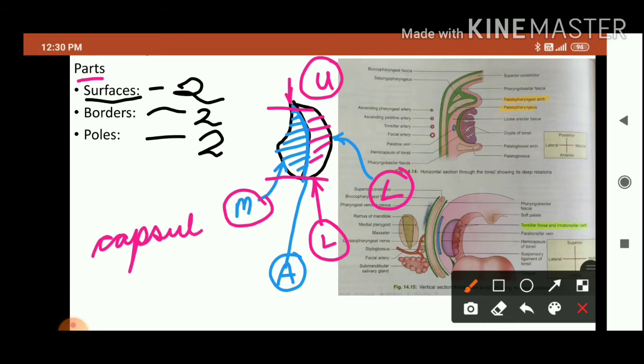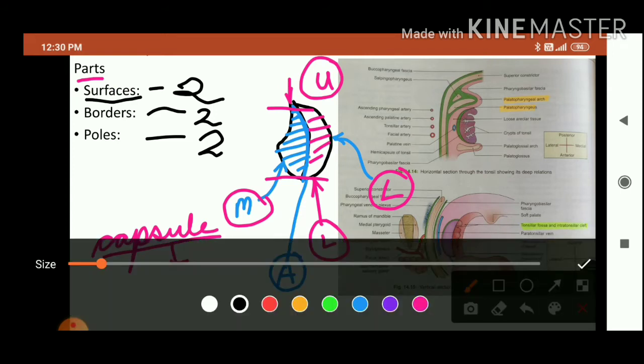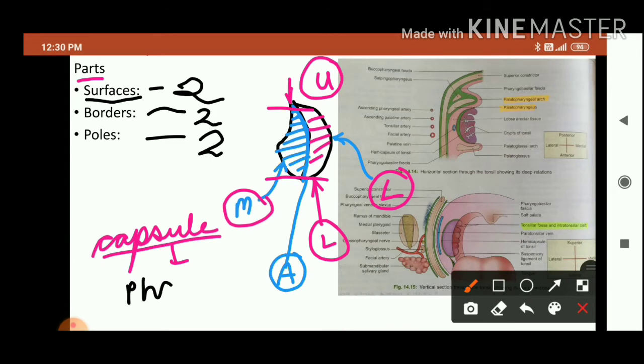Yes, now what is the capsule? This capsule is not complete, it is hemicapsule. It only covers the lateral surface of palatine tonsil, not the medial surface. And this capsule, remember, is a continuation of pharyngobasilar fascia. Now, what is pharyngobasilar fascia? This is also important, that pharyngobasilar fascia is the middle part of carotid sheath.